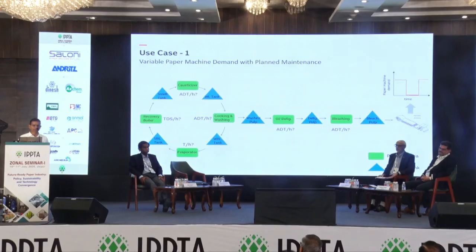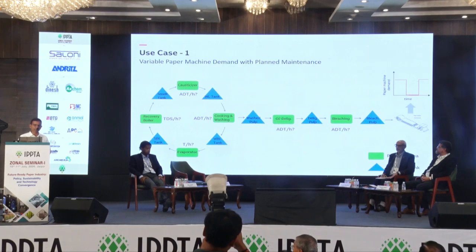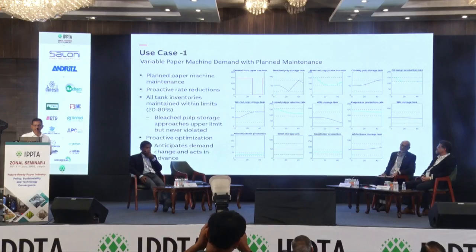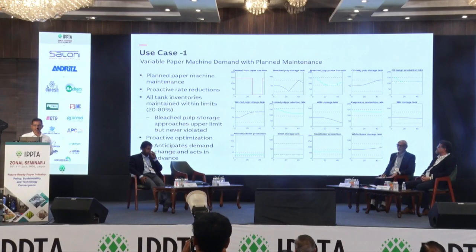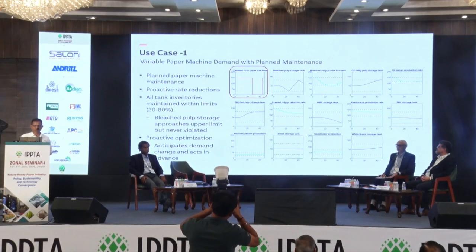The first use case that we have considered is variable demand from the paper section because of a planned maintenance activity. The optimizer's task is to address this variable demand by coordinating the production across all these important sections without disrupting or interrupting the actual process. As you can see from this diagram, there is a demand variation from the paper machine: the demand goes to 0 between 28 hours and 44 hours of simulation.